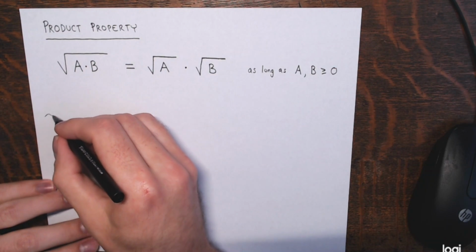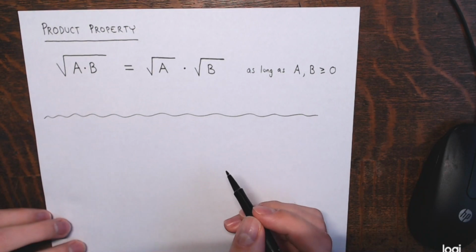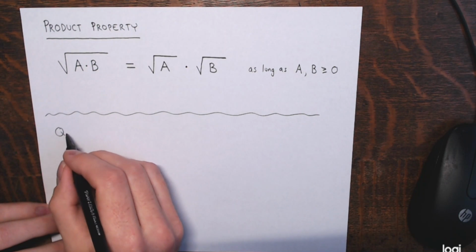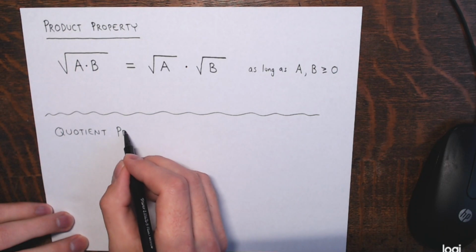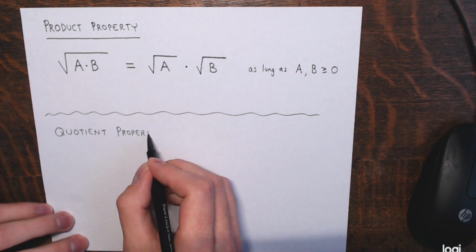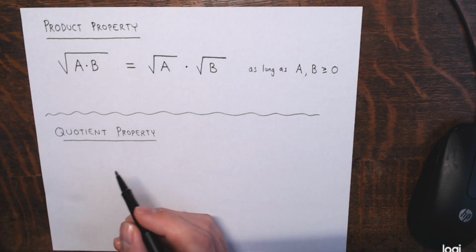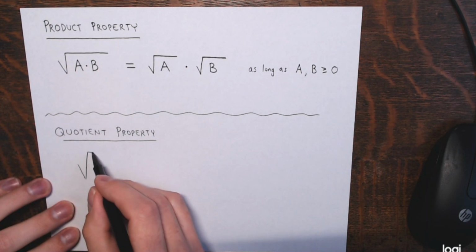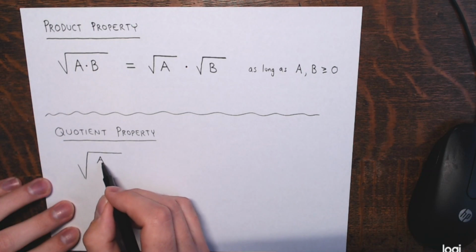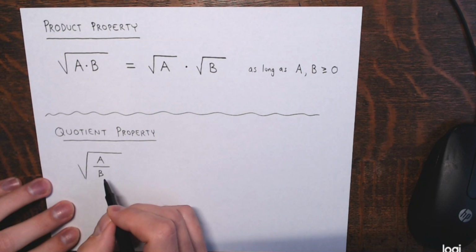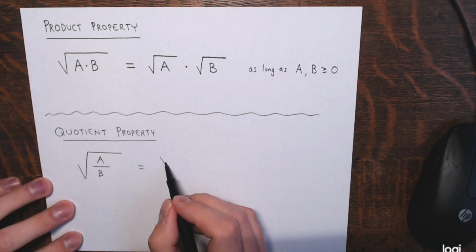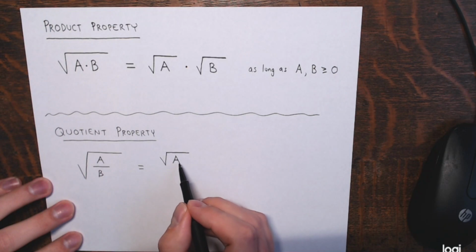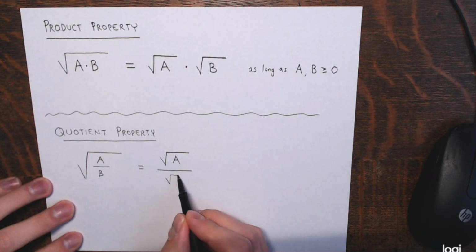And then the quotient property is very similar. It's just the square root of a fraction. So the quotient property for square roots: if you're taking the square root of a quotient, let's say a divided by b, this can be rewritten as the square root of the numerator divided by the square root of the denominator.